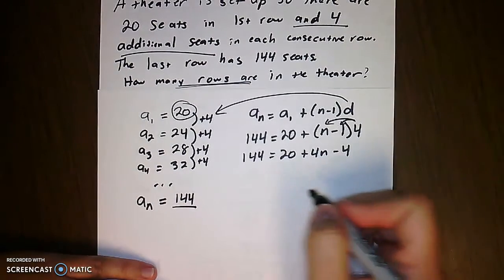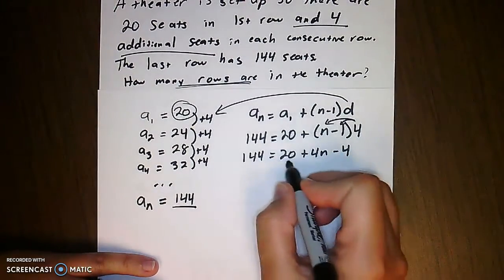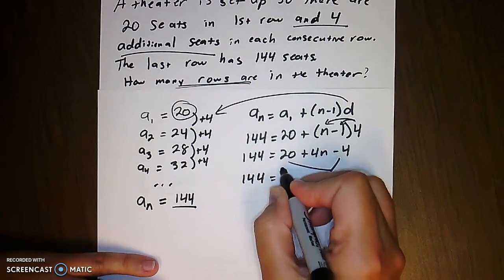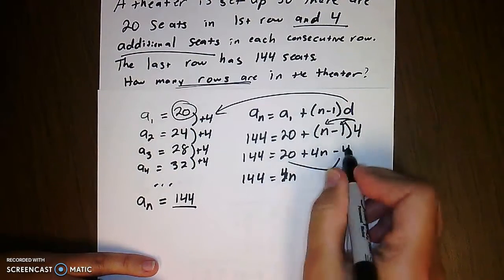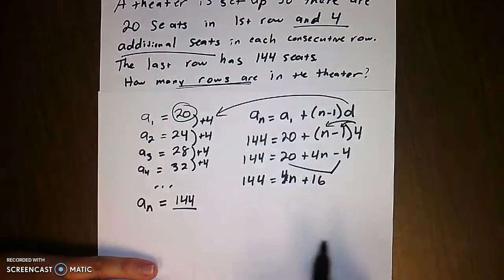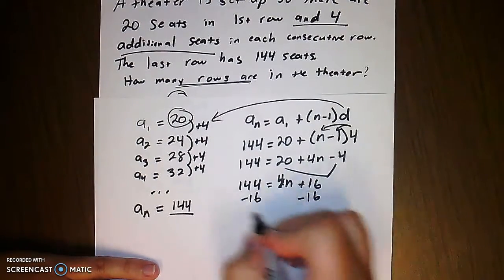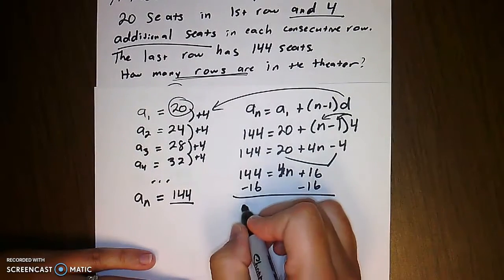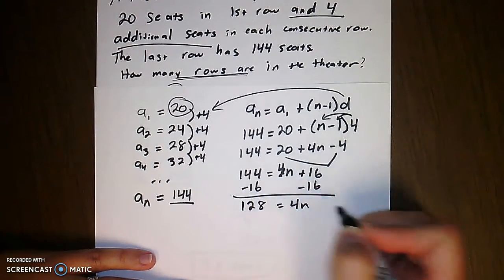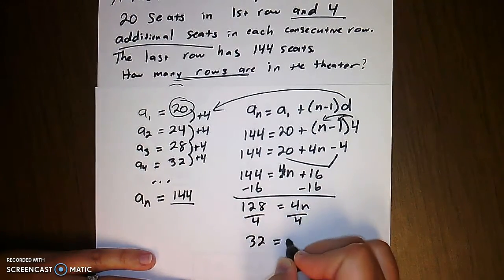And now I'm going to rewrite it to where I've got the 4n first, okay? And I'm actually going to combine that 20 and minus 4. So 144 equals 4n. When we do 20 minus 4, we get a plus 16. And I need to solve for the n. So let's minus the 16 across. And I should get 128 equals 4n. And now we can divide by 4, and we get 32 equals n.